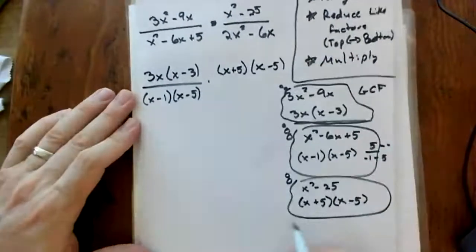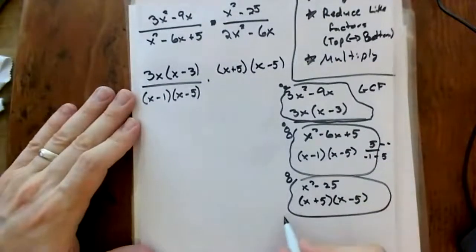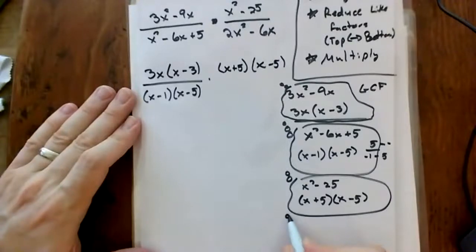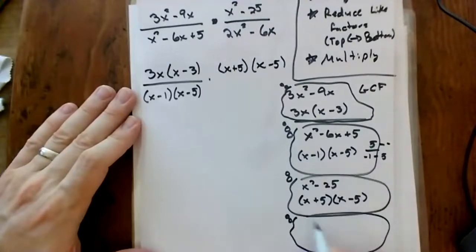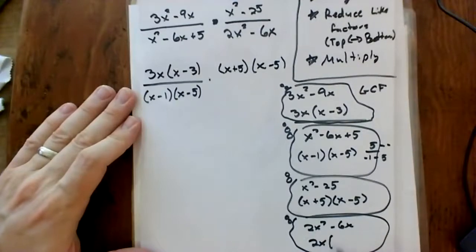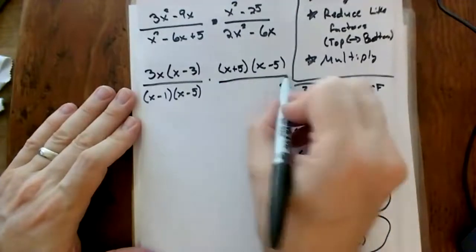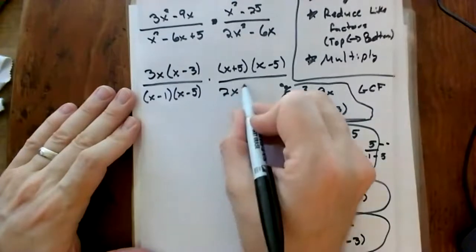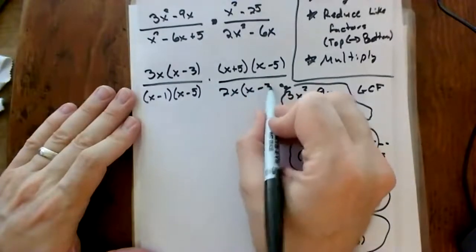Last thing here is another greatest common factor, or 2x squared minus 6x. It looks like I can pull a 2x out of both of these. And I'll have x minus 2x times x minus 3. So I've got 2x times x minus 3.